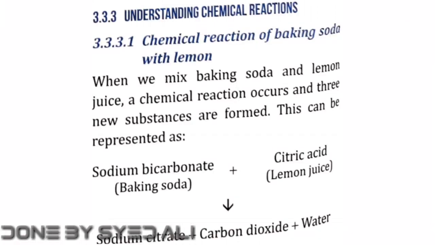Then next we shall go for understanding chemical reactions. When we mix baking soda and lemon juice, a chemical reaction occurs and three new substances are formed. This can be represented as sodium bicarbonate, called baking soda, and lemon juice, called citric acid. When it combines, it produces sodium citrate, carbon dioxide and water.